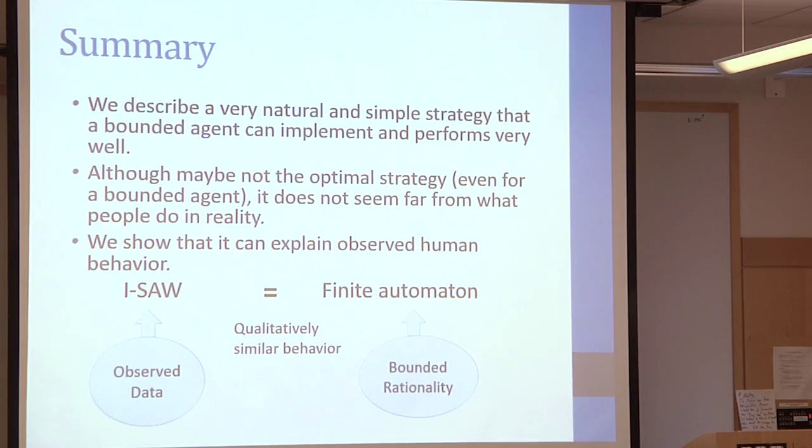Okay, so to summarize this part, we described a very natural and simple strategy that does pretty well. Both in theory it makes sense, and in simulation we show that it gets very close to optimal. It might not be the optimal strategy, not even with 7 states. But it seems not far from what people do in reality. And second, I said there are 2 approaches in the literature for modeling a bounded agent. I use the one that has to use a 7-state automaton, with that family of strategies.